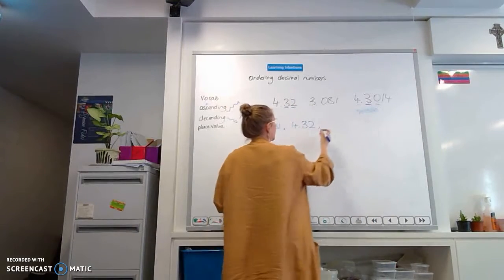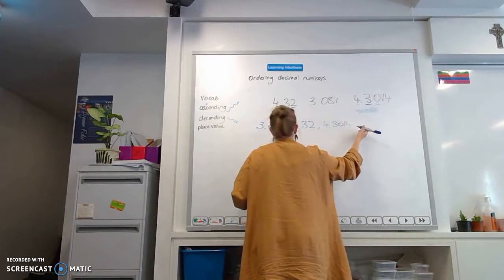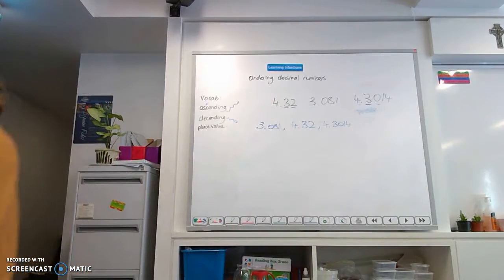That's not actually my number now. 4.3014. That is my ascending order.